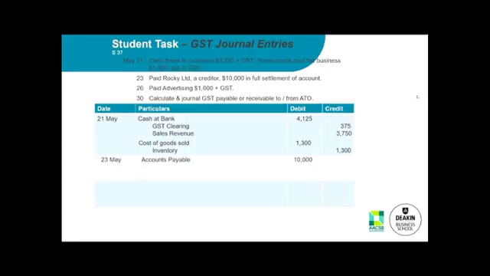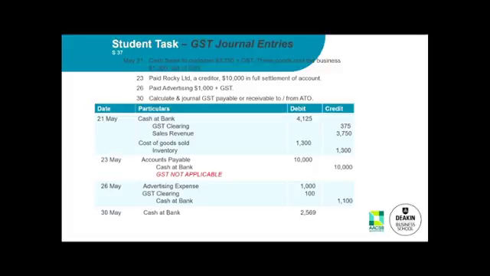On the 23rd of May, we have our accounts payable of 10,000 being settled in full, no GST on that. On the 26th, we paid advertising. All right, we have GST on that of 10%. So we actually paid $1,100 for that one. And on the 30th, we have to calculate our final amount of GST we either paid or received from the ATO.